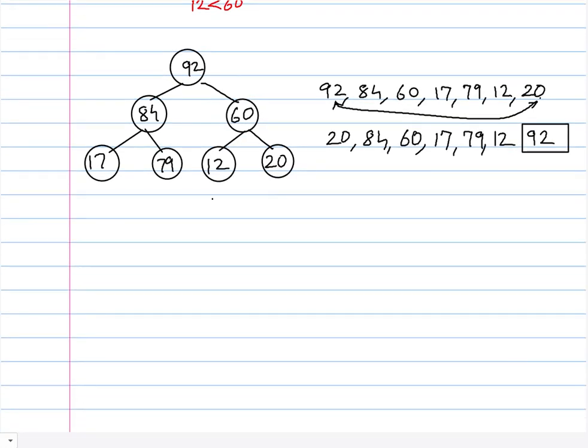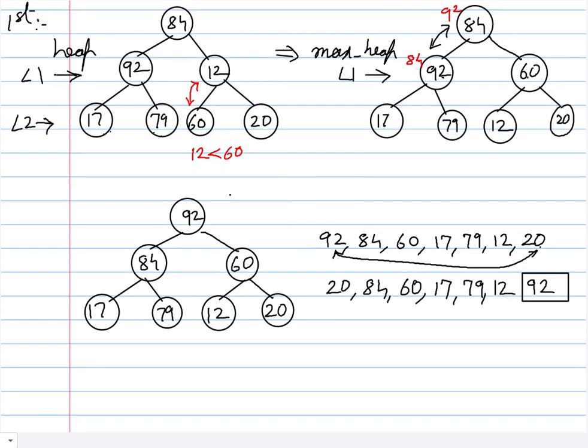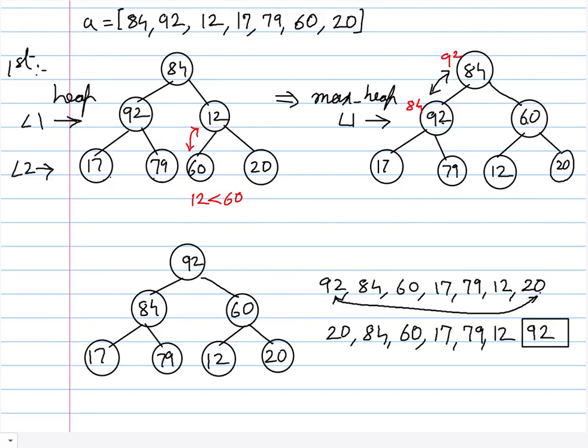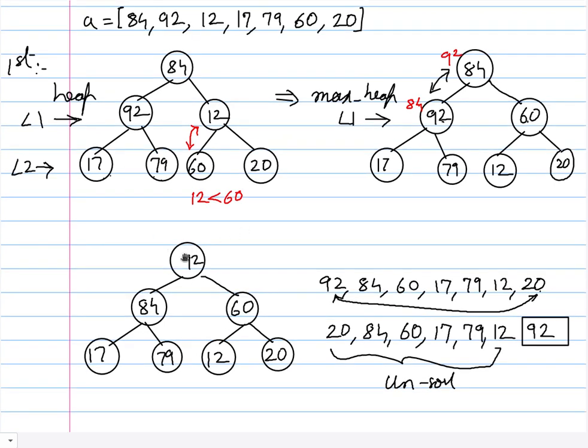Now we'll again create a heap from the unsorted elements. These are now your unsorted elements. From these unsorted elements we'll again create a heap and convert that heap to a max heap. After converting it to a max heap, we'll remove the root and add it to the sorted part. And we'll continue with this process. So now let's go with the second phase.